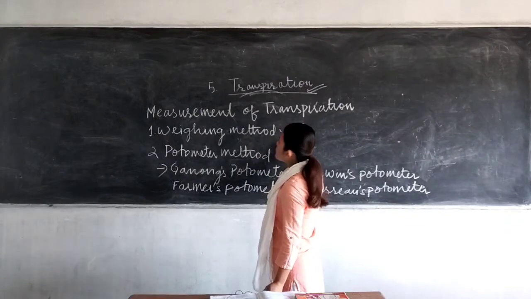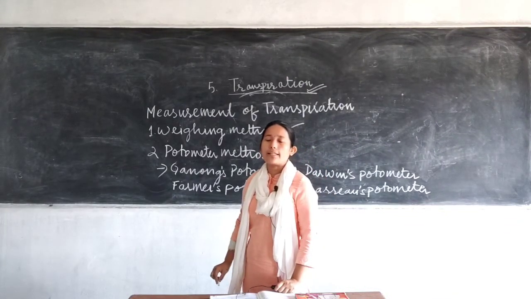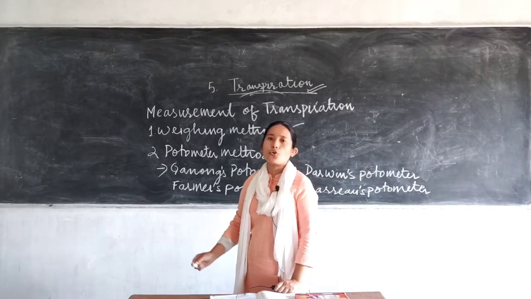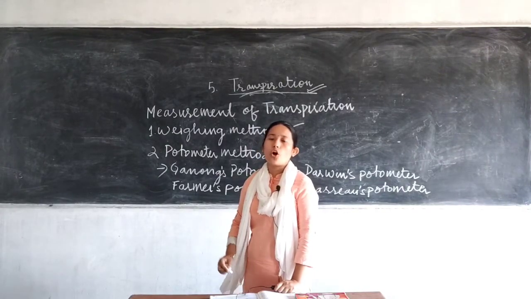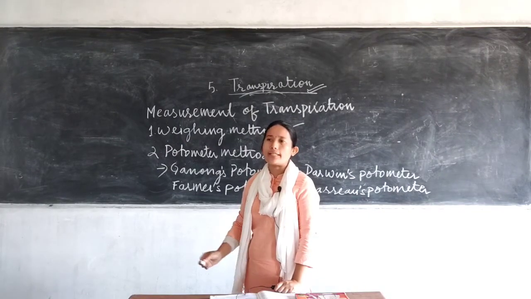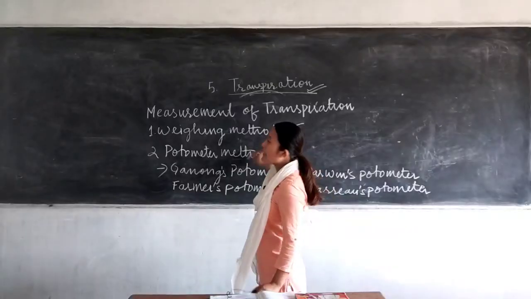That is, one is the weighing method. Okay, you take a simple weighing machine. Okay, and then you take an initial reading before you expose the plant to the sunlight, and then after exposing it to the sunlight, the decrease in the weight of that potted plant will indicate what volume of water is being lost. Okay, that's the weighing method.